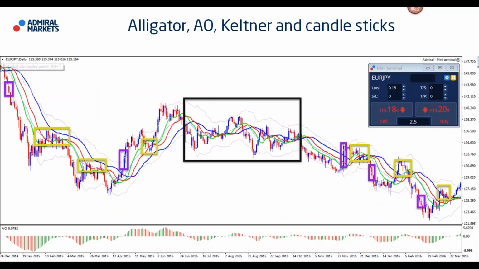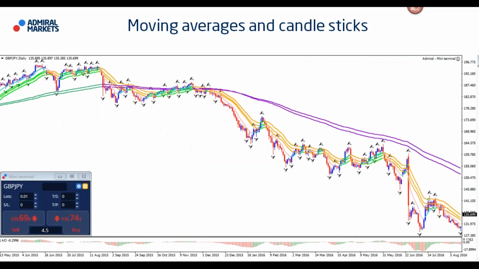Alligator, AO, Keltner: basically looking for the alligator to understand the market structure, trend, or range. Looking for Keltner for breakout, pullback, or bounce. And the candlesticks to confirm that.